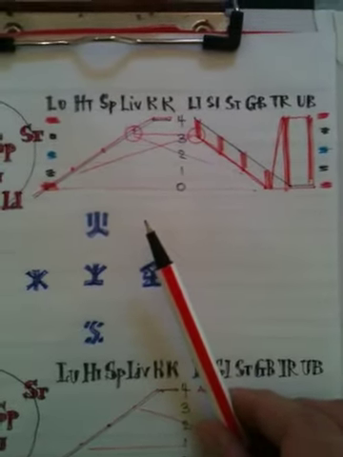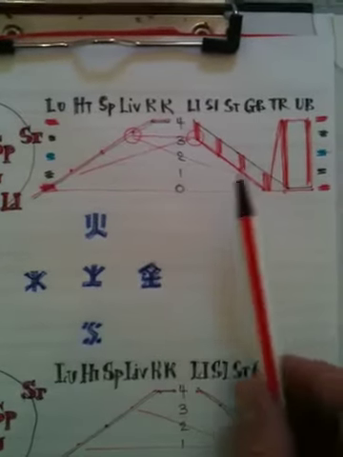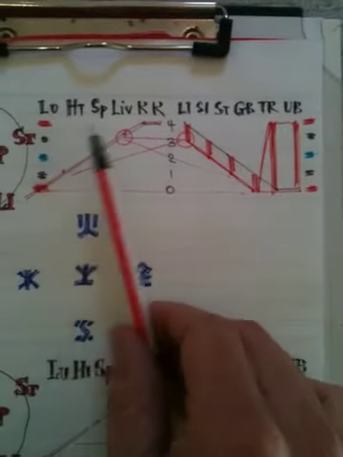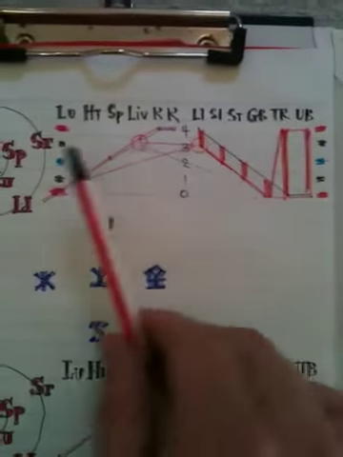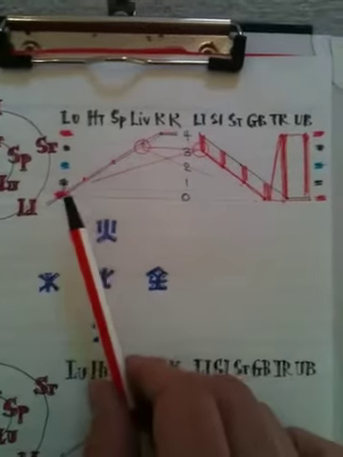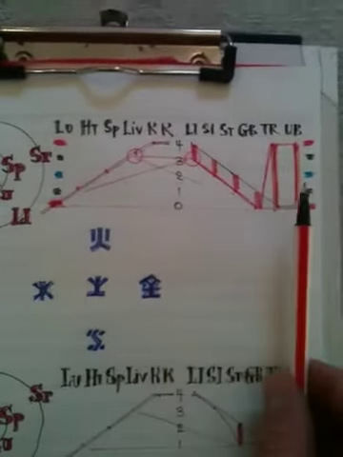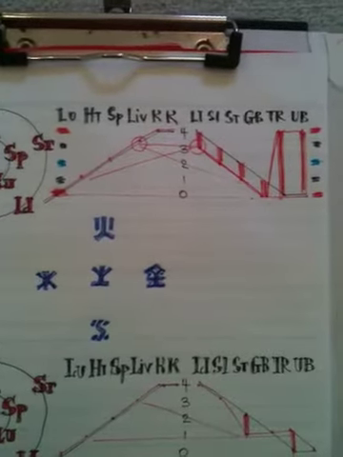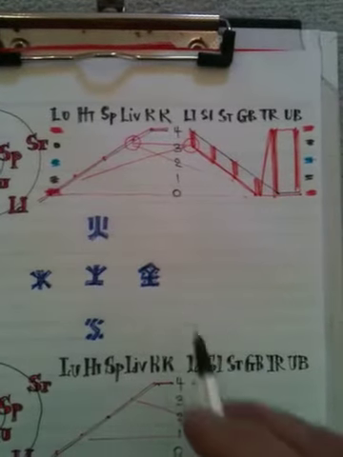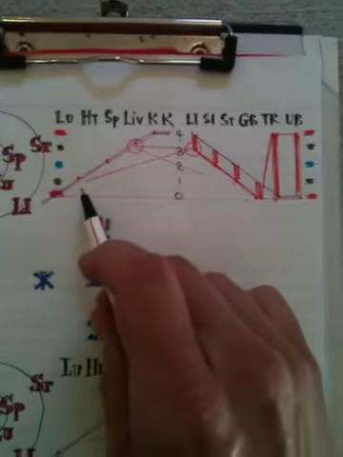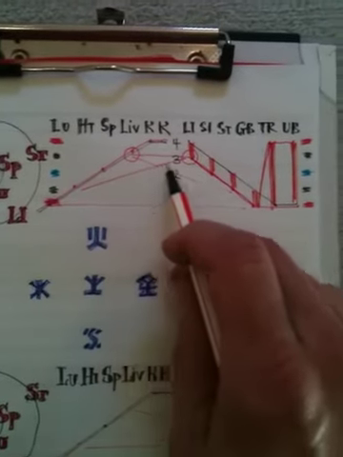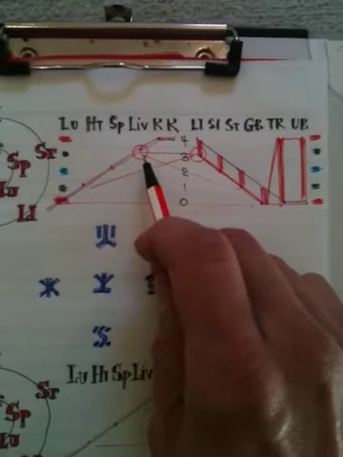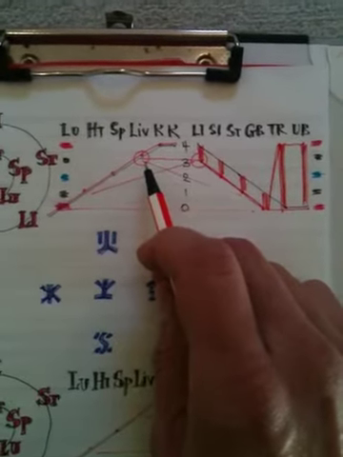So in the pulse map, we can see how these dominating movements occur directly on the map. For easier understanding, red relates with red, black relates with black, and blue only with blue. So for example, the large intestine receives a dominating movement from the heart and sends it directly to the liver.